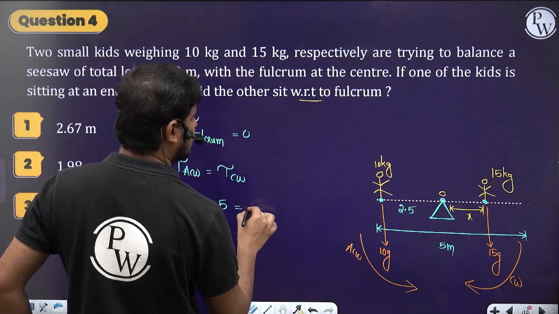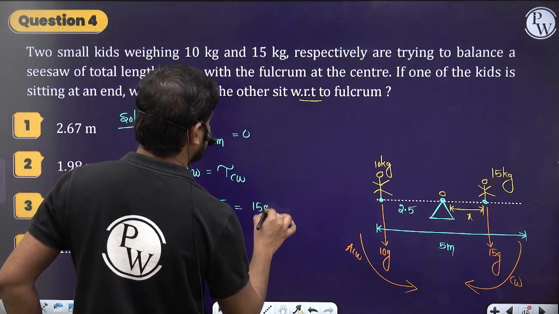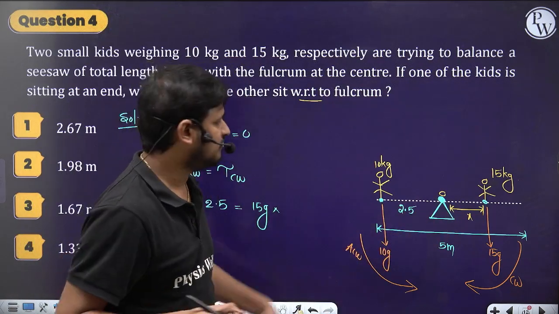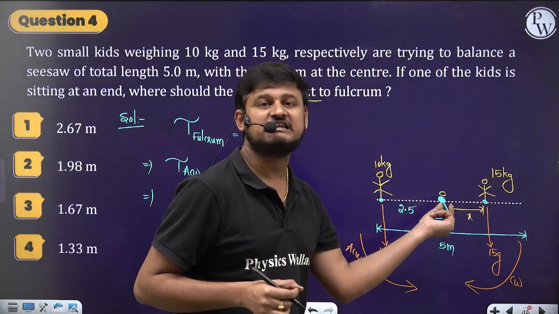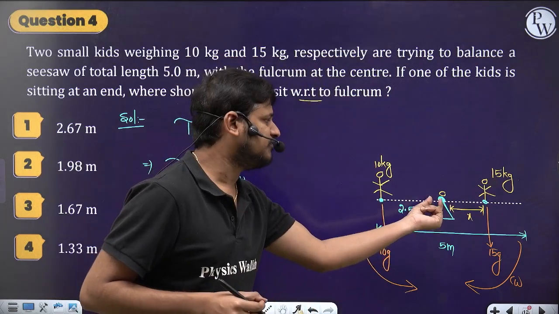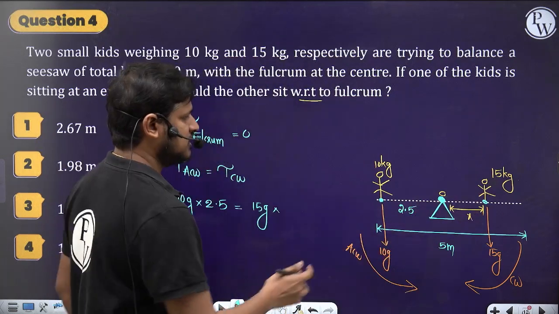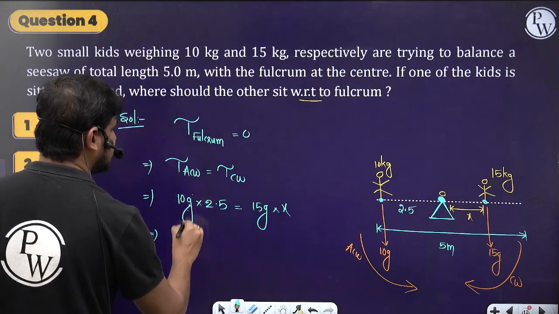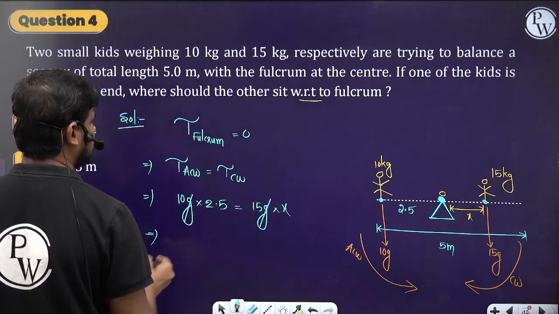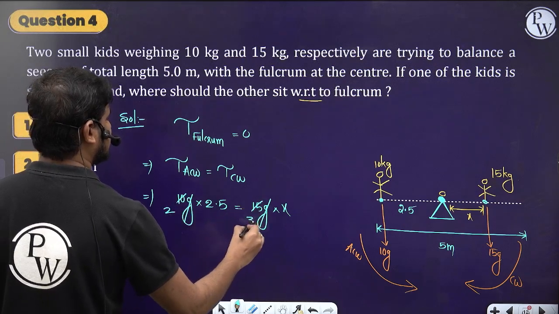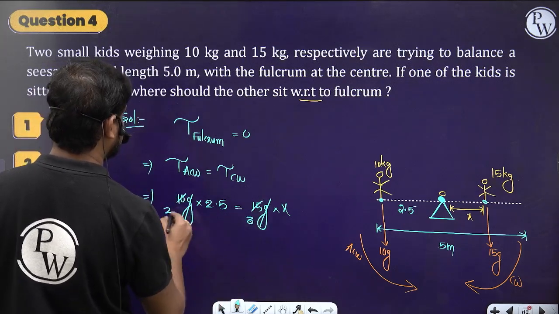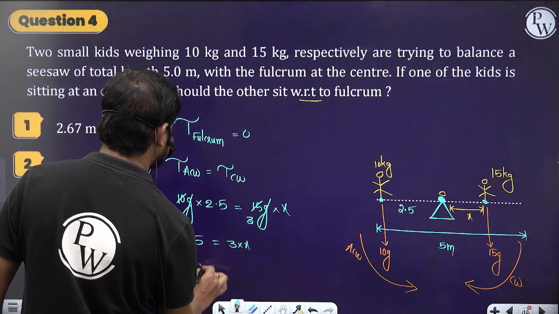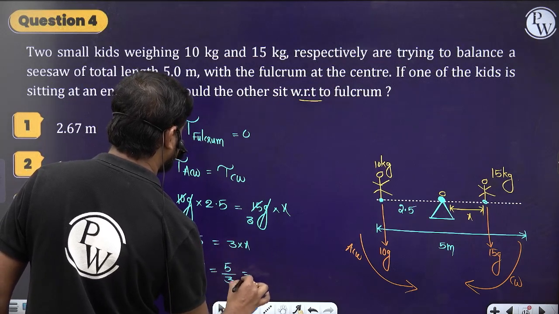What about the clockwise? We take the force 15 G into the distance from the fulcrum. You have to take the distance from the point about which you are taking the torque to be 0, so about this fulcrum, right? From here to here the distance is x. Then 10 G, here G cancels. So 5 2s are 10, 5 3s are 15, right? So this comes out to be 5 is equal to 3 into x. So x is equal to 5 by 3.